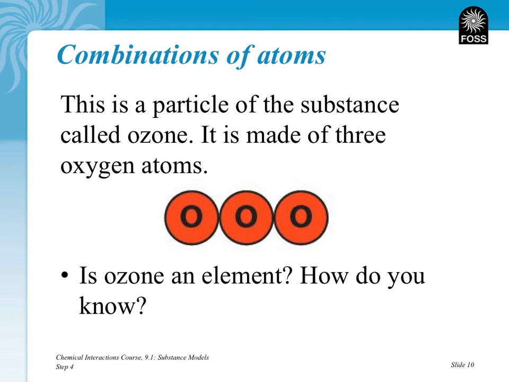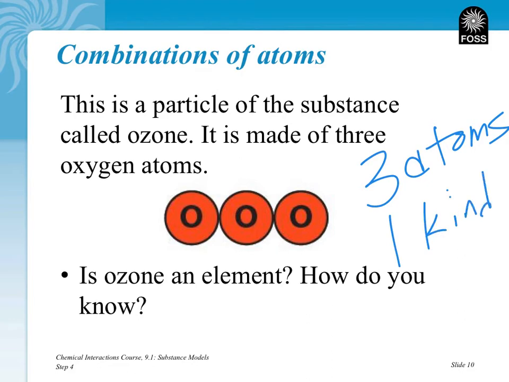So is ozone an element? And how would you know? Well, how many atoms of oxygen are there? There are 3 atoms. But how many kinds of elements? Well, only one kind of element. In that case, ozone is an element because only one kind.